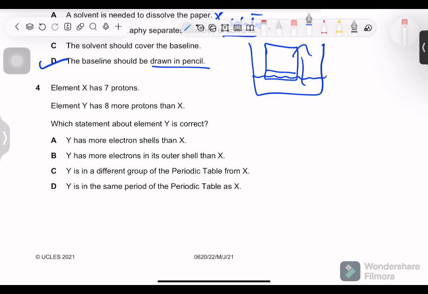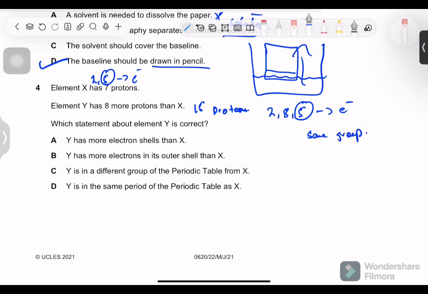So question 4. Element X has 7 protons, element Y has 8 more protons than X. So element Y has 15 protons. The number of electrons in the last shell of X is 2, 5. So 5 electrons in the outer shell, and in Y 2, 8, 5. Again 5 electrons in the outer shell.